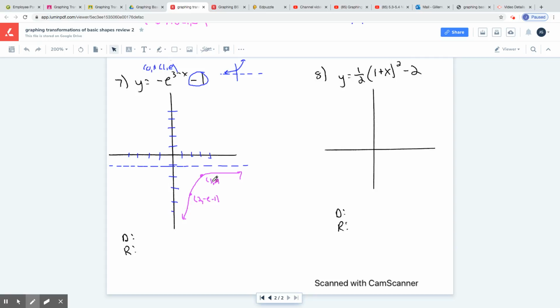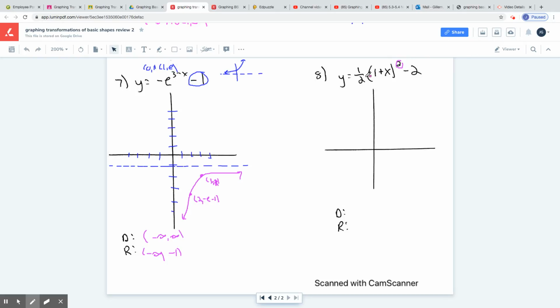So this was at 3, -2. I don't know if you can tell that was -2. All right, so the domain of this is -infinity to infinity. For all exponentials, it's always everything. The range is going to be from -infinity to whatever the horizontal asymptote is, which is -1. All right. Last one, quadratic.